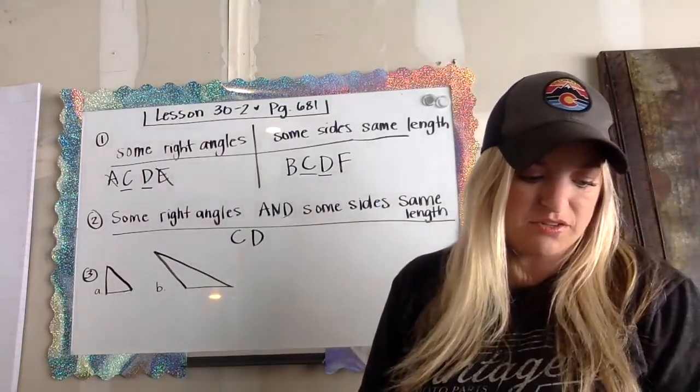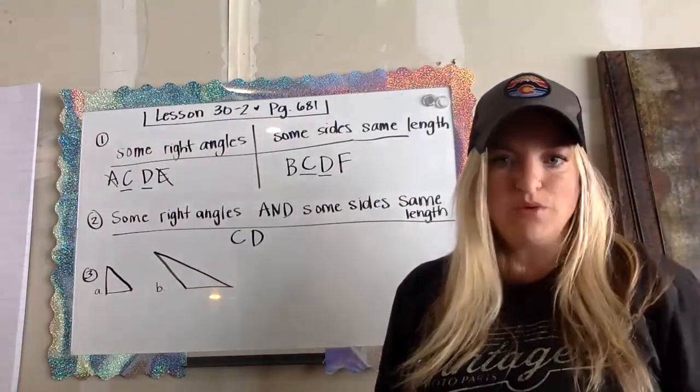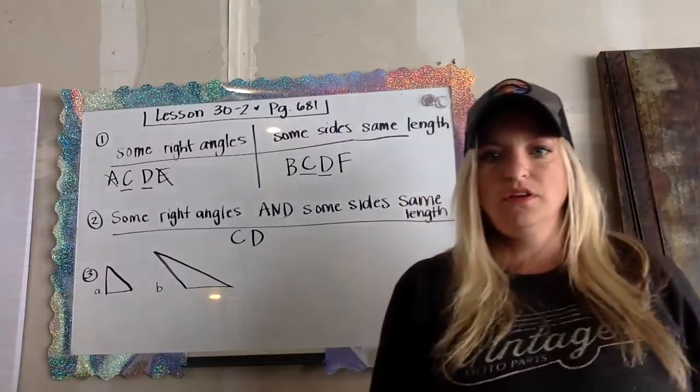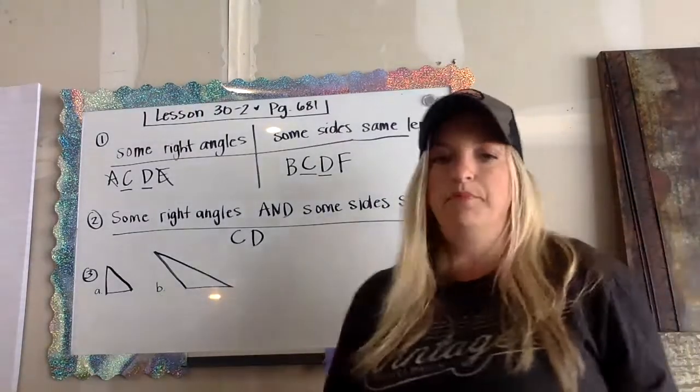Now, number 3 is on page 682, and you have these two triangles. Describe the sides and angles of each triangle below in as many ways as you can. So I want you to think about that. How would you describe A, and how would you describe B?